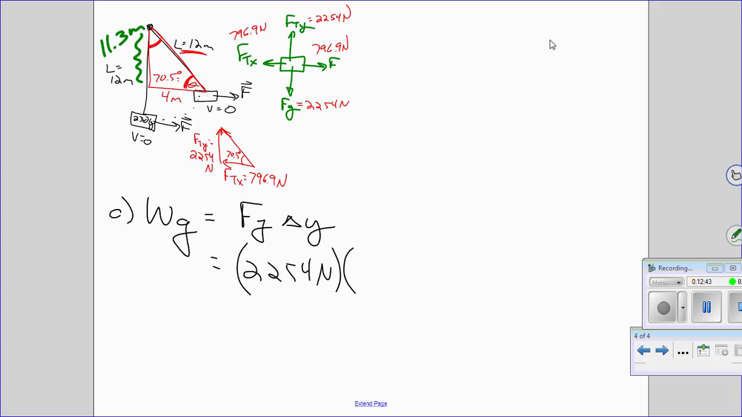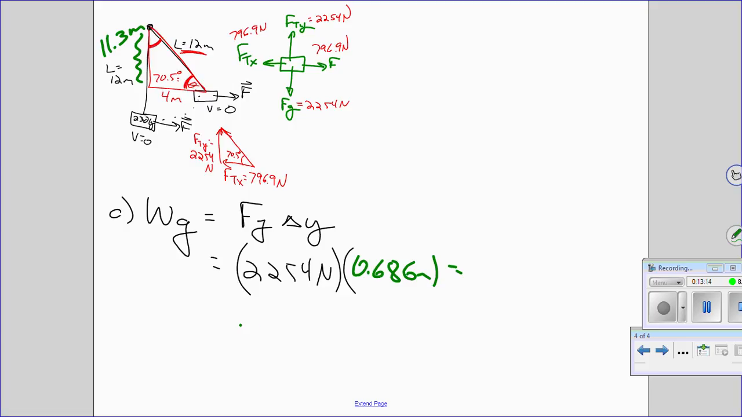So our vertical displacement then must be what? 0.7, right? Does that make sense? Everybody good? It's actually 0.6 something. 0.686, I guess, if you actually do the math. All right, so anyway, multiply that out. That gives you your work done by gravity, with one small mistake.